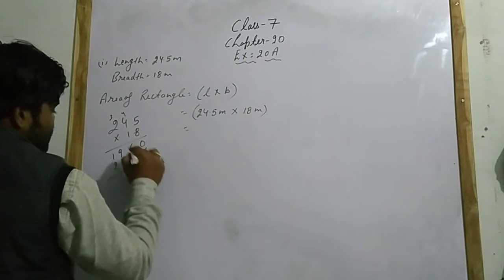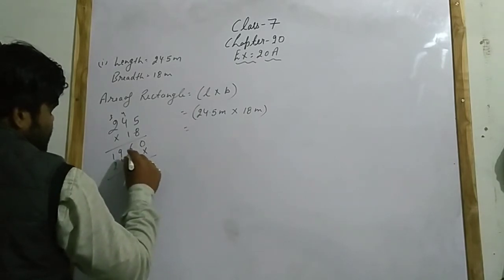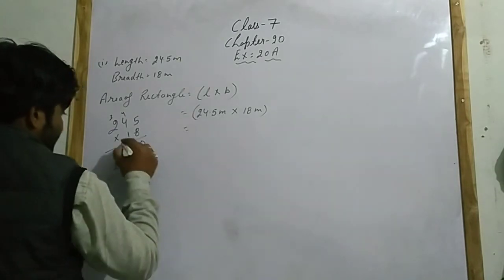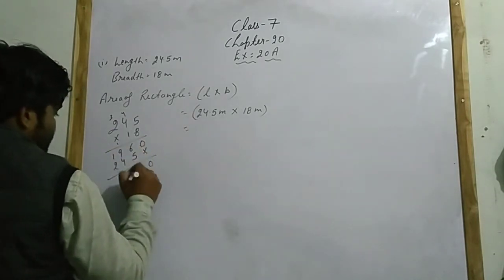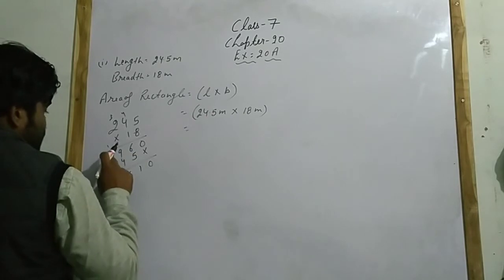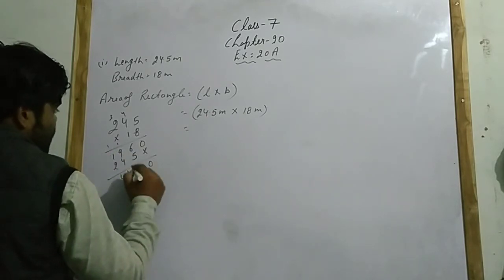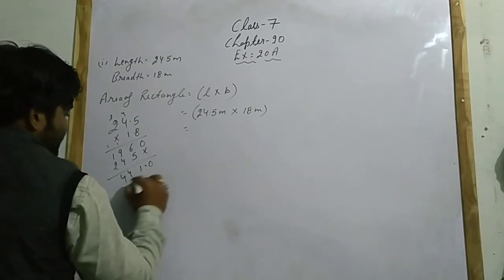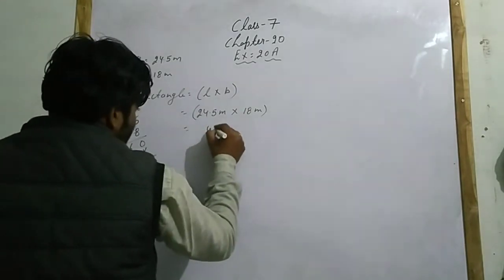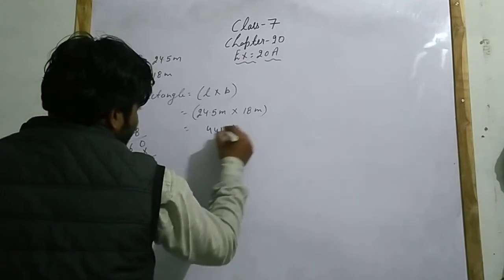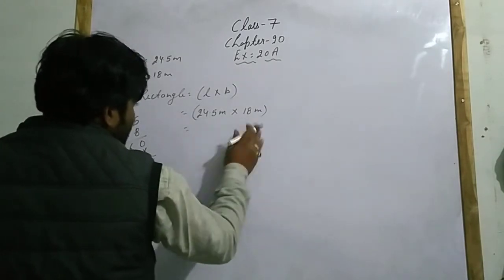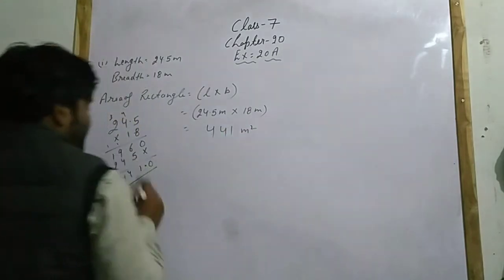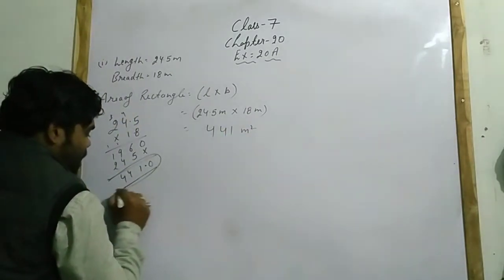Add this. 11 1 14 4 1, 44. After that here it is point, then mention it here. It will be your 441 meter square, right? 441 meter square. Answer is coming here 441.0.